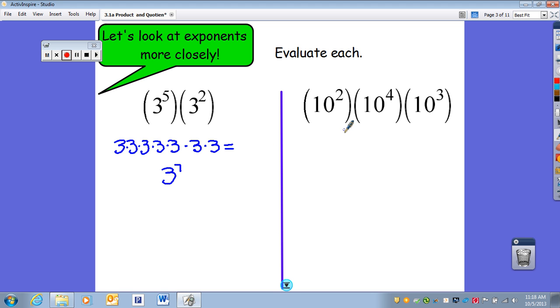If we are going to take a look at this example, we have 10 to the 2nd power, which if we expand that and write it as repeated multiplication, there would be 2 10's. And then if we have 10 to the 4th power and we expand that for repeated multiplication, we'd have 4 10's. And then if we have 10 to the 3rd power, we're going to use 10 times itself 3 times. So if I wanted to simplify 10 to the 2nd power times 10 to the 4th power times 10 to the 3rd power, I can simply write 10 to the 9th power. There are 9 10's being multiplied together.